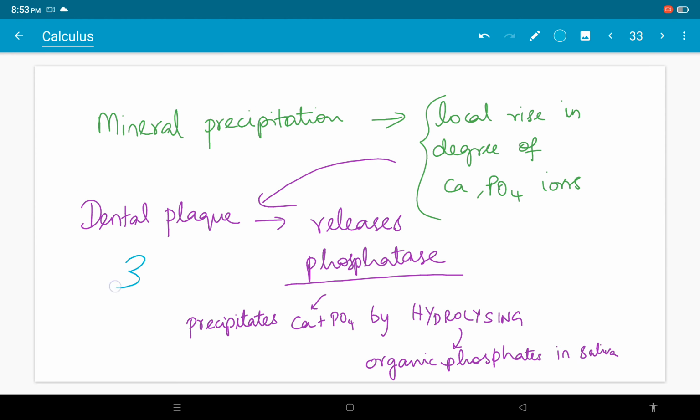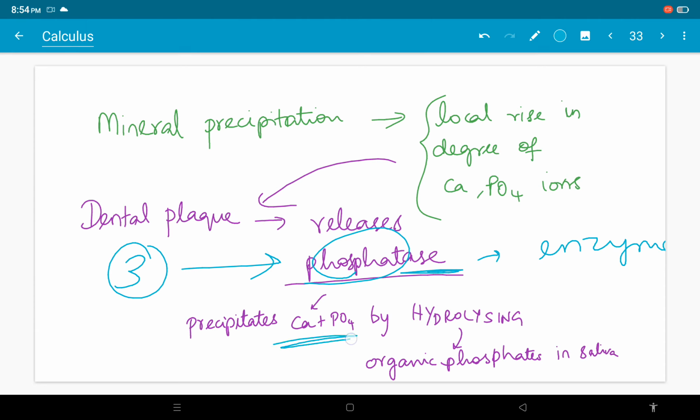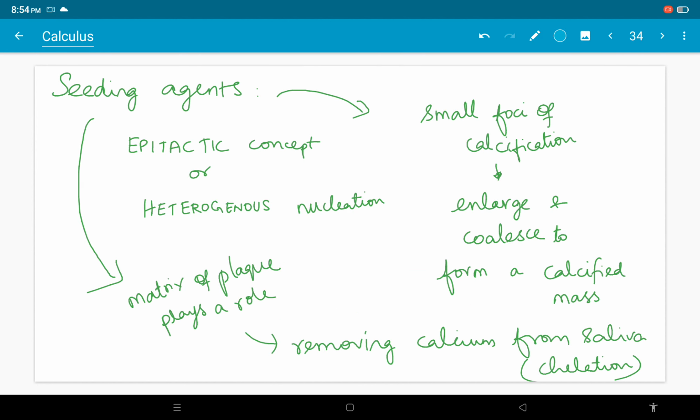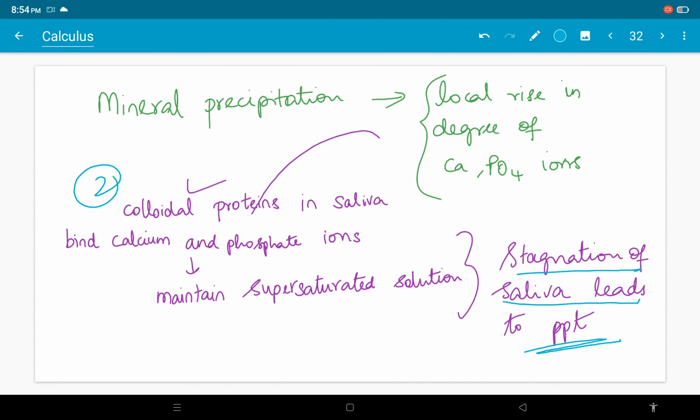The third theory is that dental plaque releases phosphatase. Phosphatase, the suffix ase meaning an enzyme. The enzyme which degrades phosphate is known as phosphatase. So it precipitates calcium and phosphate by hydrolyzing the phosphates present in saliva. So plaque releases phosphatase which degrades phosphates in saliva, leading to precipitation of calcium and phosphates. So we saw three basic theories in the mineral precipitation concept.